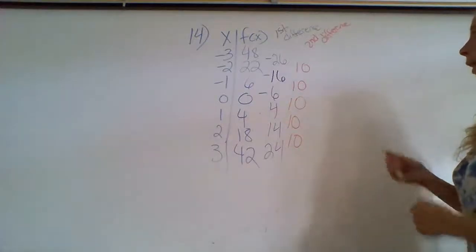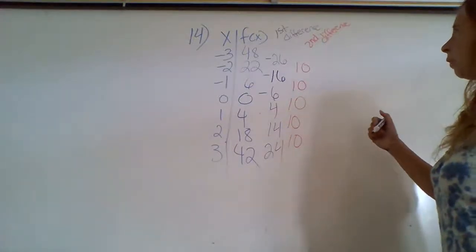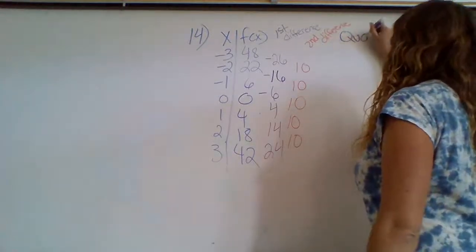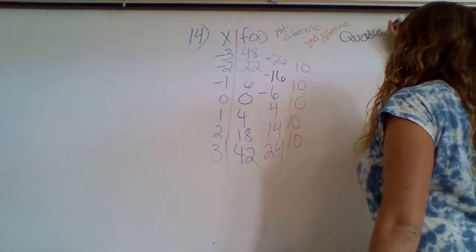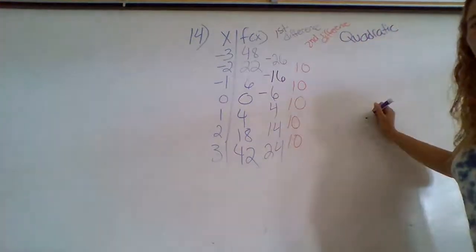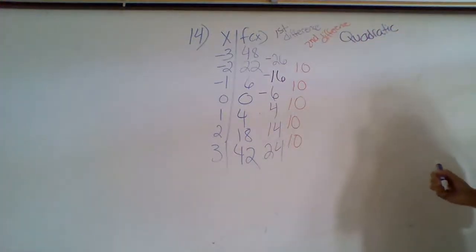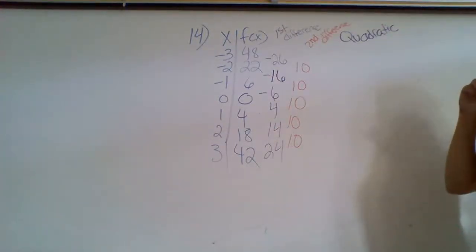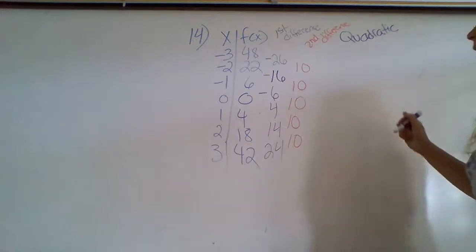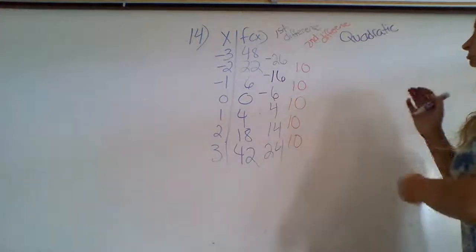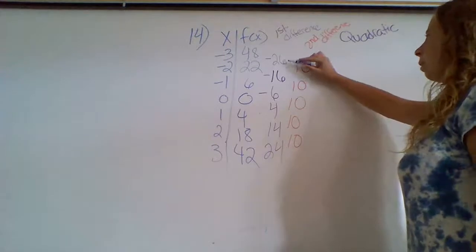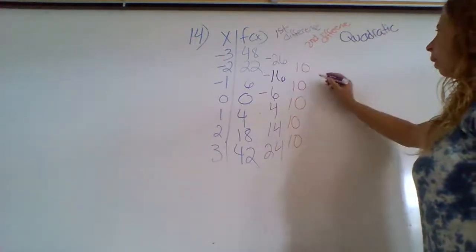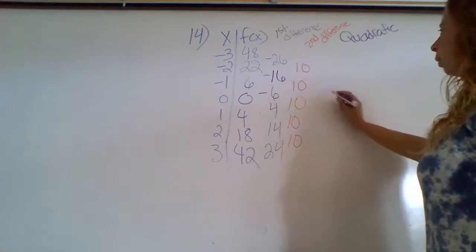So we know it's quadratic. As soon as we figured out that the first difference is linear, we knew it was quadratic. So it's quadratic. Okay, so now you can think in terms of the first difference. What's our linear equation for this? Well, our slope is 10 because it's going up by 10 each time.